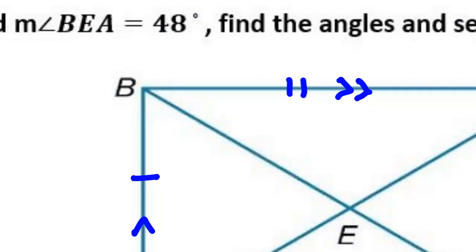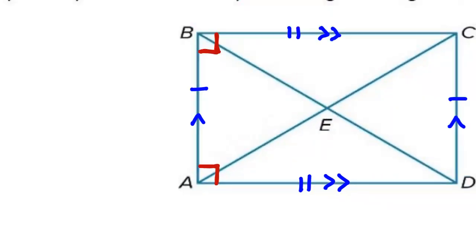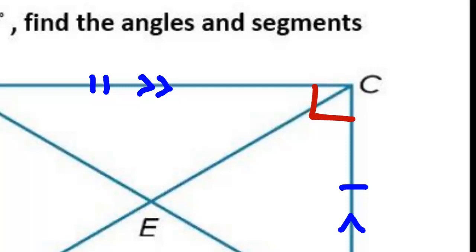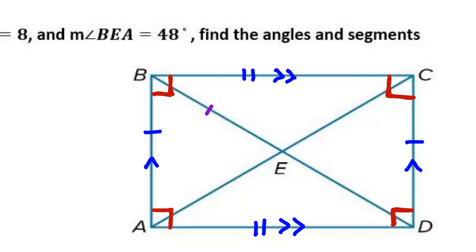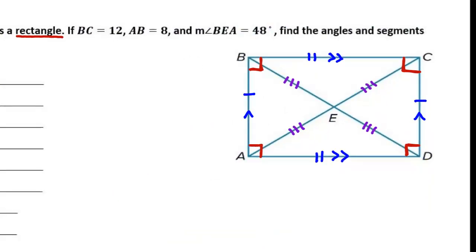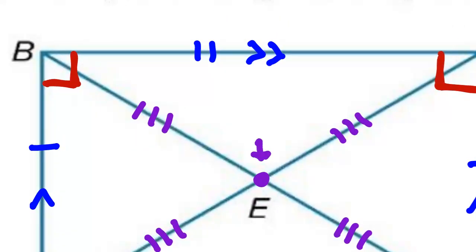Rectangles have 4 right angles in their corners. And the diagonals of a rectangle are congruent to each other, but because it's a parallelogram, they're also bisecting each other. So BE is the same size as DE, is the same size as AE, is the same size as CE. All 4 of those little half diagonals are congruent. E right here is my shared midpoint.